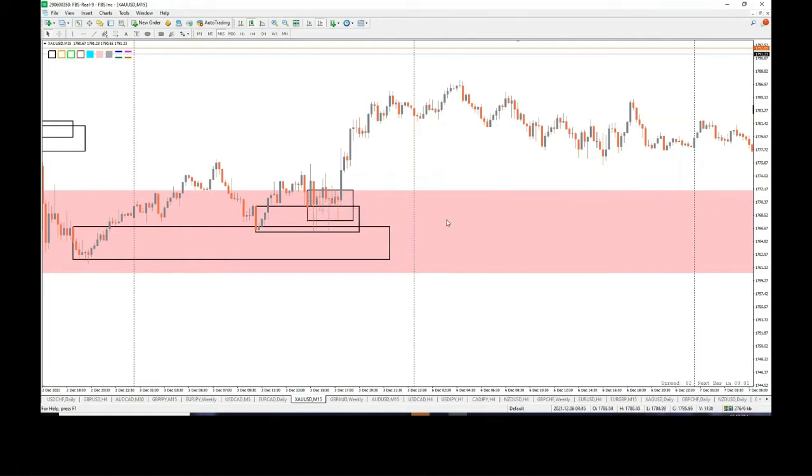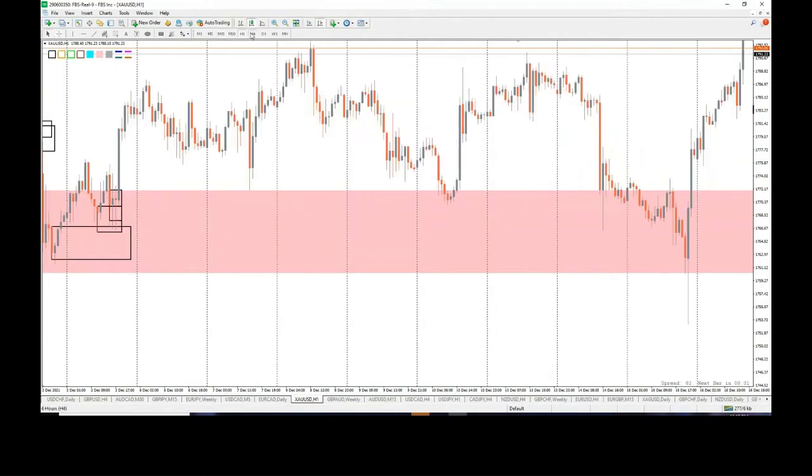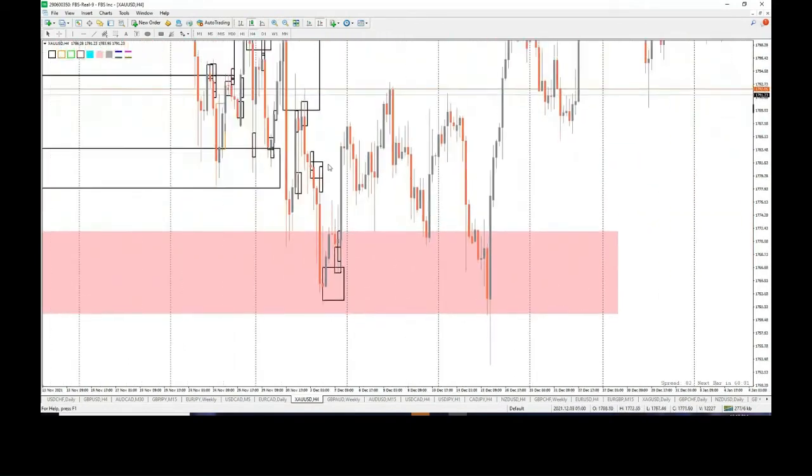Nice. And even though it wicks below it, it never closes below it. So you just hold your position. So this is an H4 setup. Our first TP is, wow, a long way up.